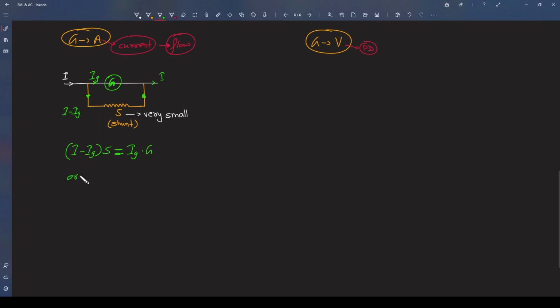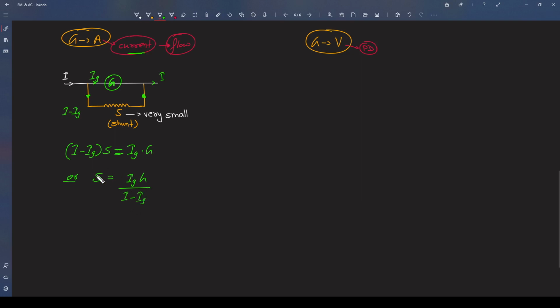So generally you will be asked in this, how much shunt resistance should be added to a galvanometer to make it an ammeter, and in what configuration, whether it should be connected in series combination or parallel combination. As you know, if it has to be converted to an ammeter, it has to be in parallel, and that parallel resistance S is equal to Ig into G divided by I minus Ig.